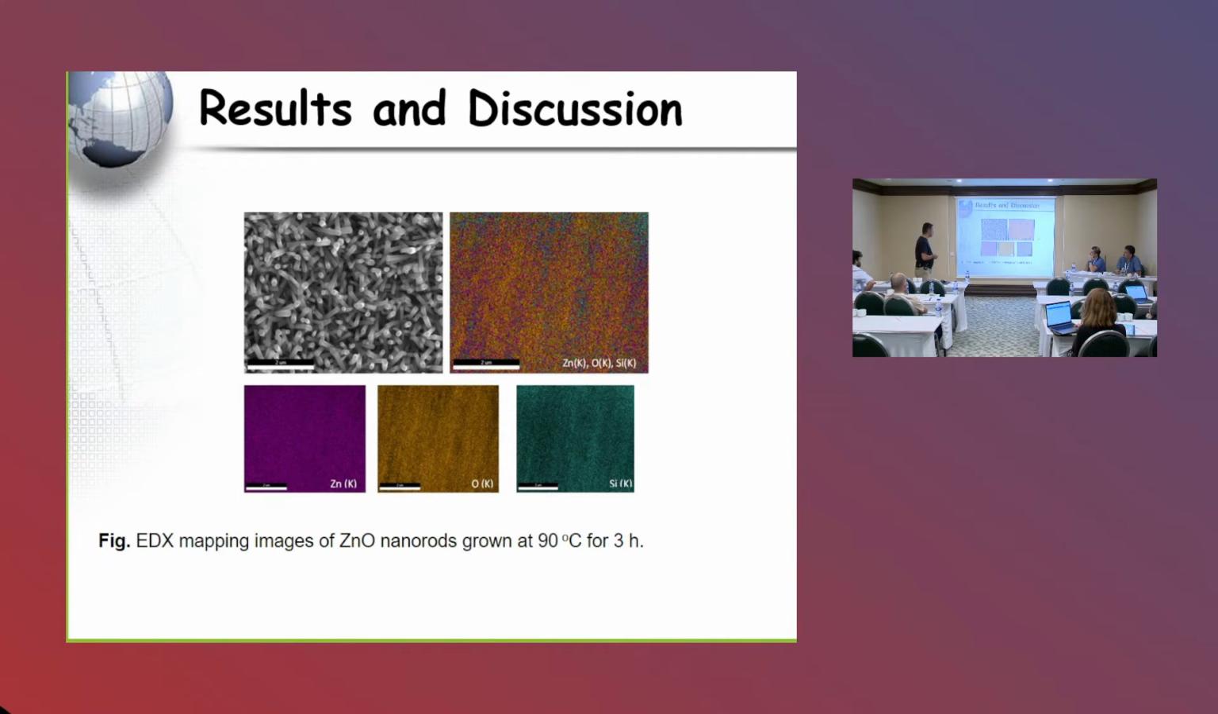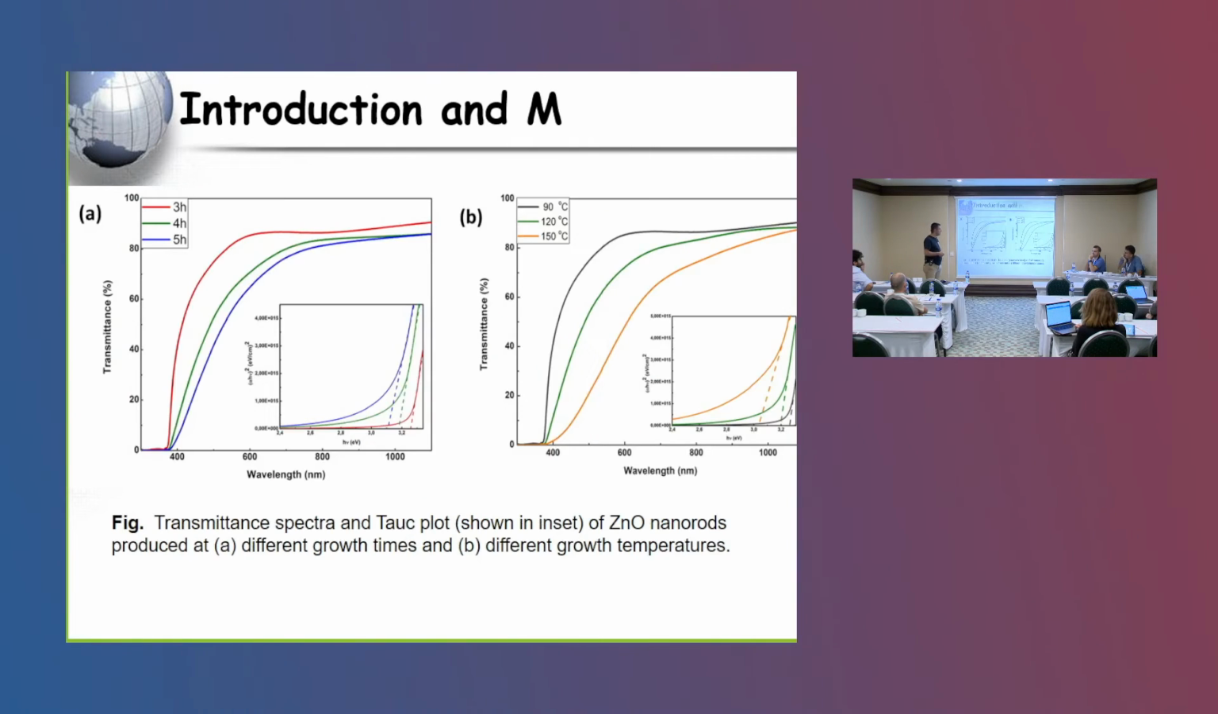After that, we checked whether it is zinc oxide nanorods or not. These are the EDX mapping images. This is the characterization of the nanorods, and after this point, we continue with the optical properties. We took the transmittance of the nanorods and calculated the band gap using the Tauc plot. I will show you the result in the table.